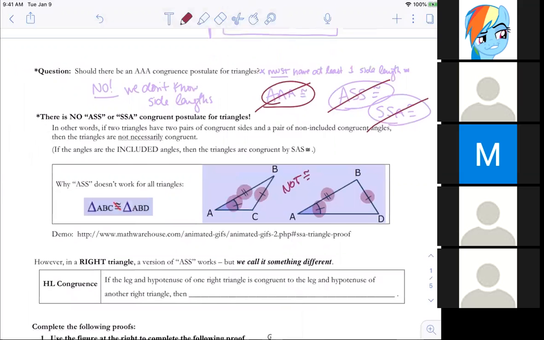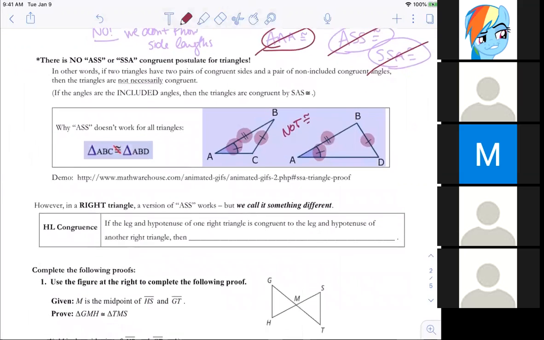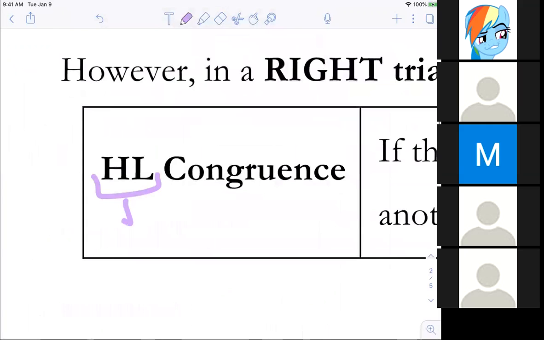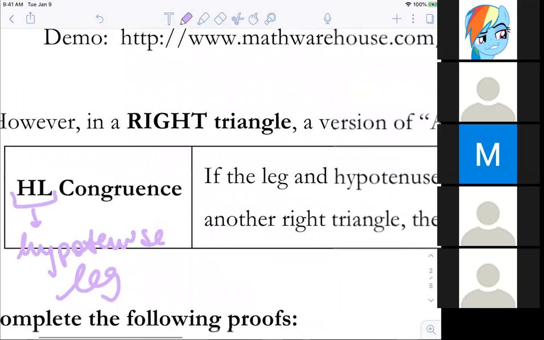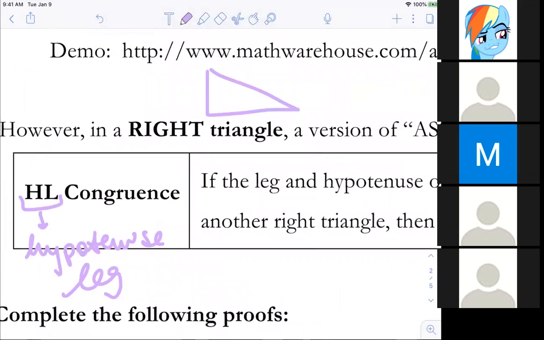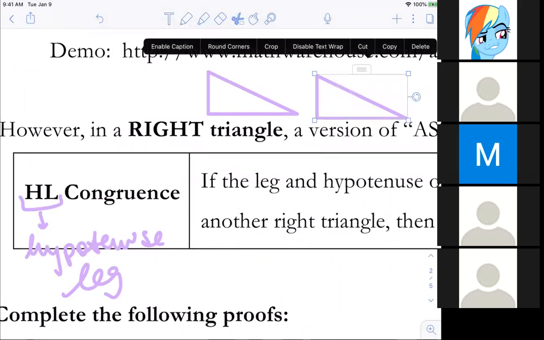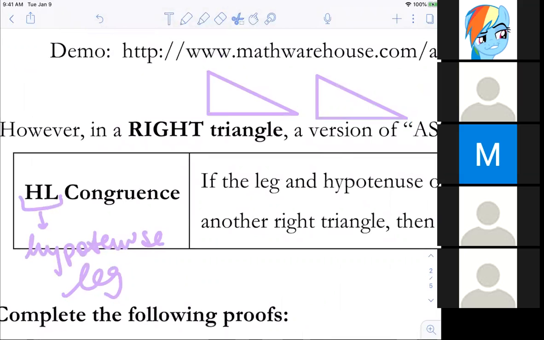However, there is a version of that that does work, and it's called HL, and it only happens in right triangles. The H stands for hypotenuse, and the L stands for leg. And I didn't draw any pictures for you, so let me draw a picture really quick. I literally copied and pasted that, so you know that those are the same triangle.